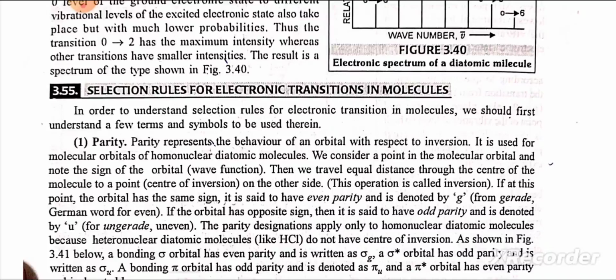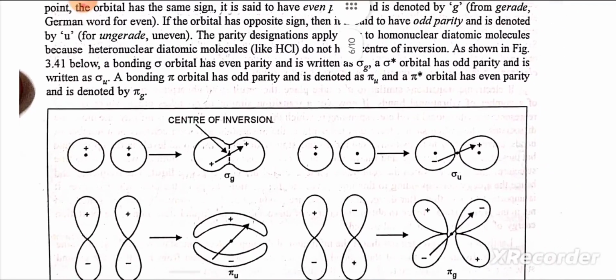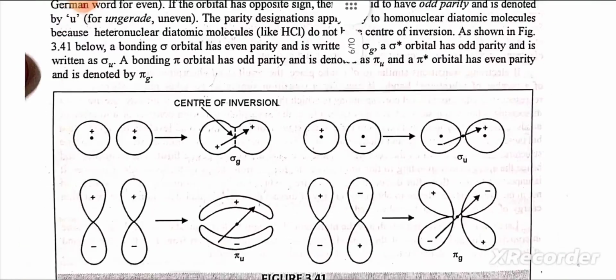center of inversion. As shown in figure, a bonding sigma orbital has even parity and is written as sigma g. A sigma star orbital has odd parity and is written as sigma u. A bonding pi orbital has odd parity and is denoted as pi u, and a pi star orbital has even parity and is denoted by pi g.